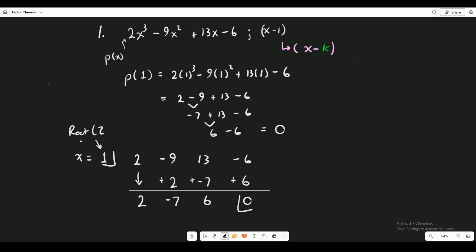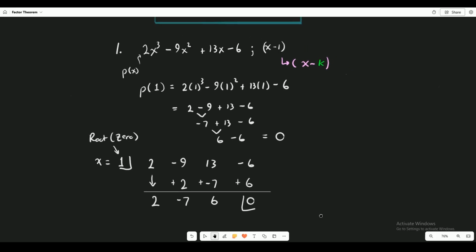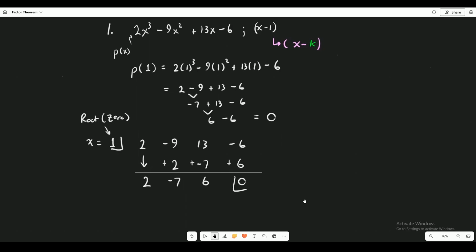Or a zero. Remember that they're called the same thing, roots and zeros. So let's rewrite our polynomial now. All right, our polynomial becomes p of x is equal to what our factor was given to us as, x minus 1. We confirmed it is a factor. And then whatever I have left over. In this case, I have 2x squared minus 7x plus 6.